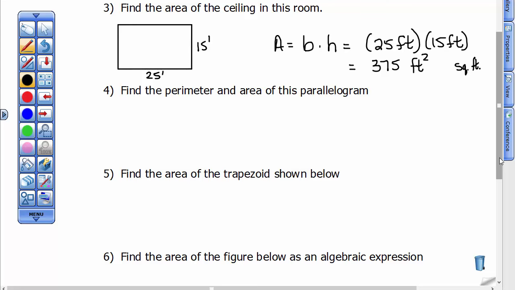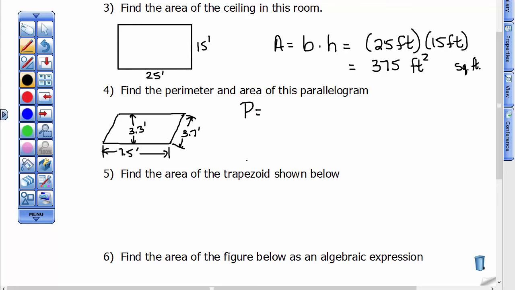Find the perimeter and area of this parallelogram. So here's what I'm going to give you. I'm going to give you a parallelogram, and I'm going to have you pause. Again, you should always pause a little bit. So there's the parallelogram, and this side is 7.5 feet. This side is going to be 3.7 feet. And the perpendicular distance between the parallel lines is going to be 3.3 feet. I want to know the perimeter and the area.